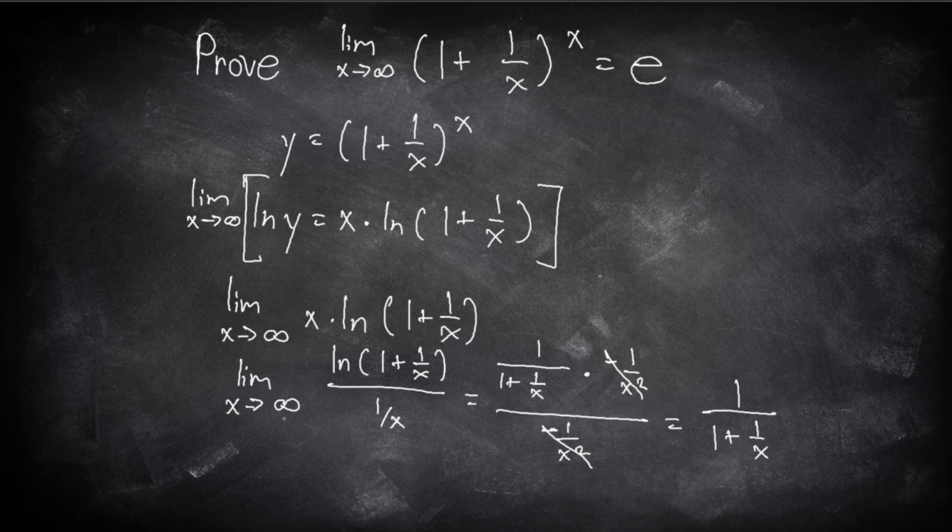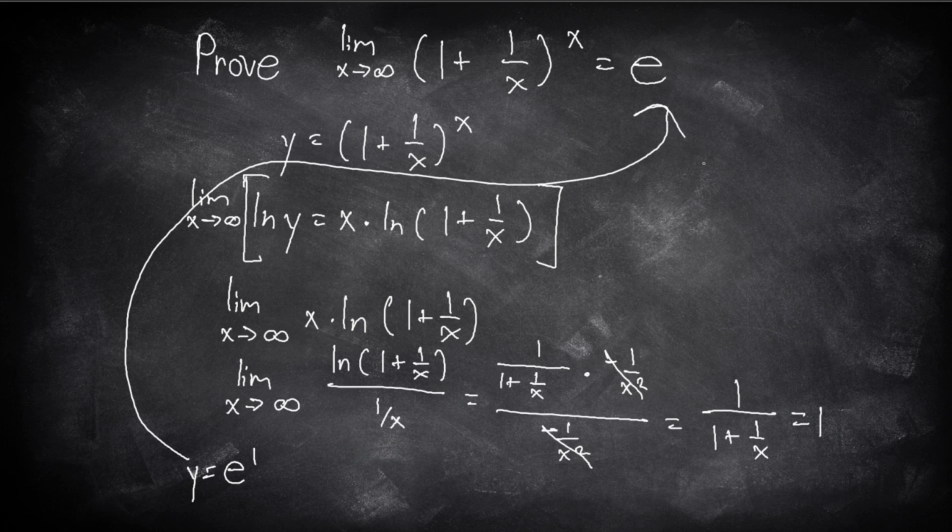So the limit as x approaches infinity of 1 over 1 plus 1 over x: we plug in infinity, so that'll be 1 over 1 plus 1 over infinity. 1 over infinity is 0, so 1 plus 0 is 1, and 1 divided by 1 is 1. So the limit of our natural log equation is 1. And as we said before, we just raise e to that limit, so it's e to 1. That means y is e to the 1. And as proved, that is true.